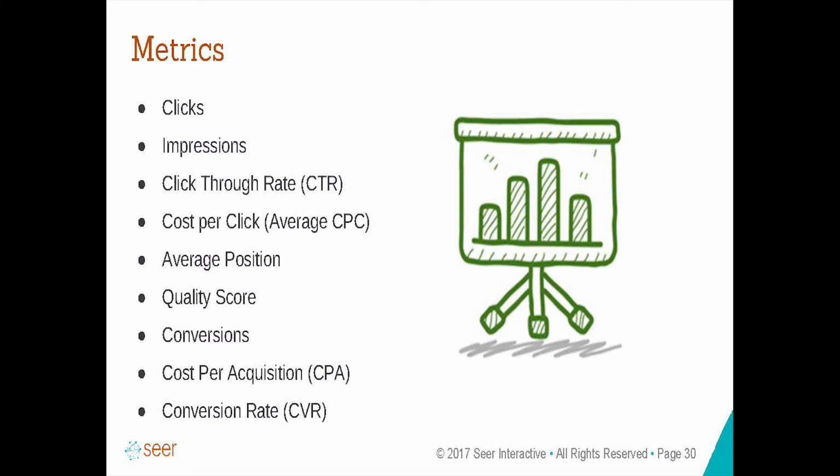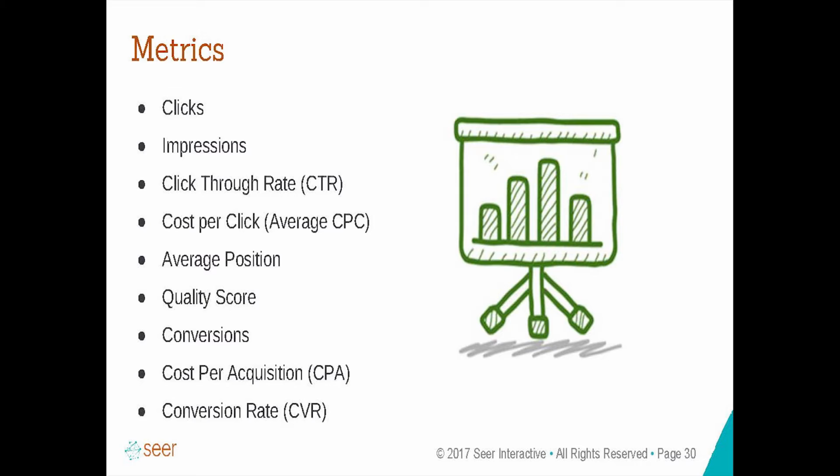Cost per click, or average CPC, is how much you typically are spending per click. So like I said before, even though your maximum bid may be $2, your average cost per click might be more like $1.50, $1.25 or something like that, because you're not always going to be spending $2 per keyword. Average position is where you typically are in the SERP, usually between 1 and 7, not always.